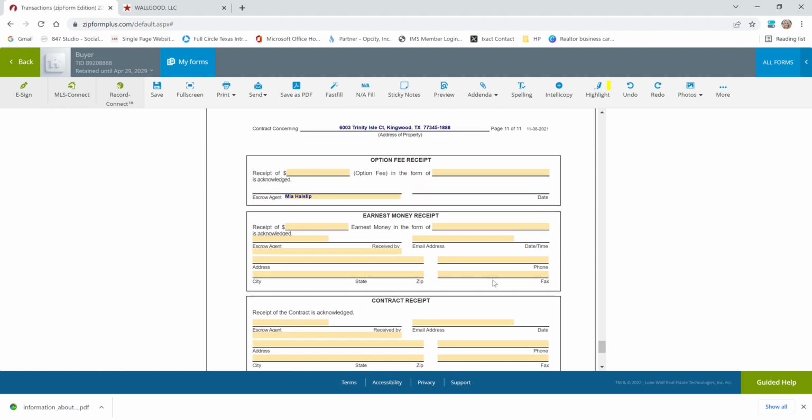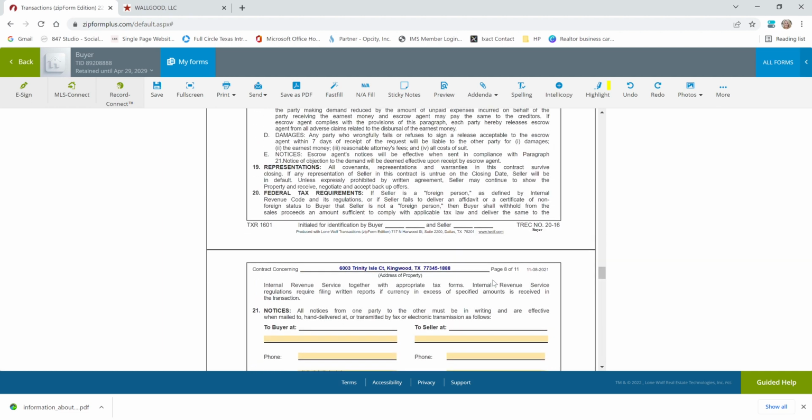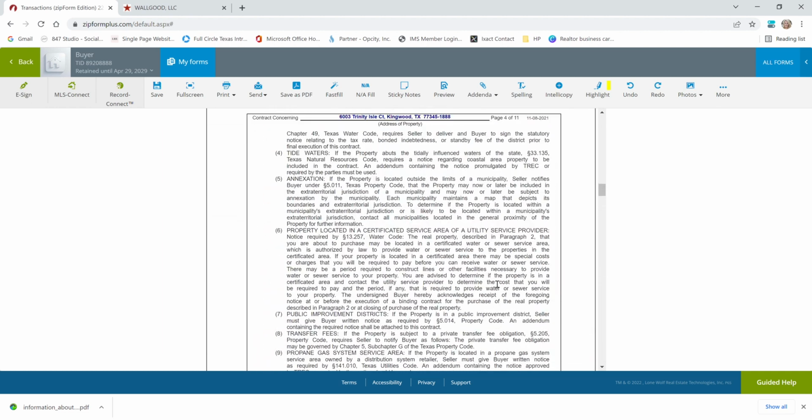So once you get done with this 1-4 contract, you will go on to all of the amendments, which we will go to next.